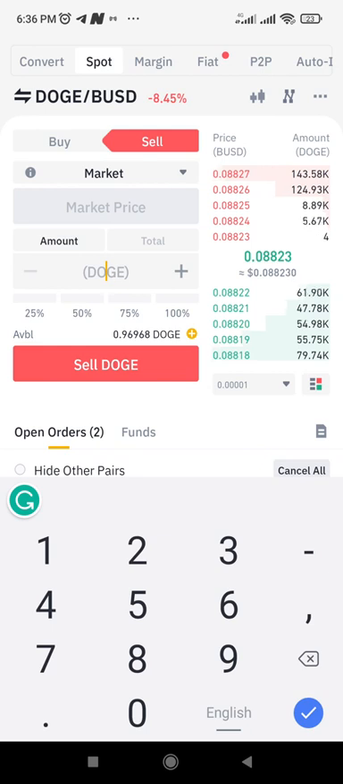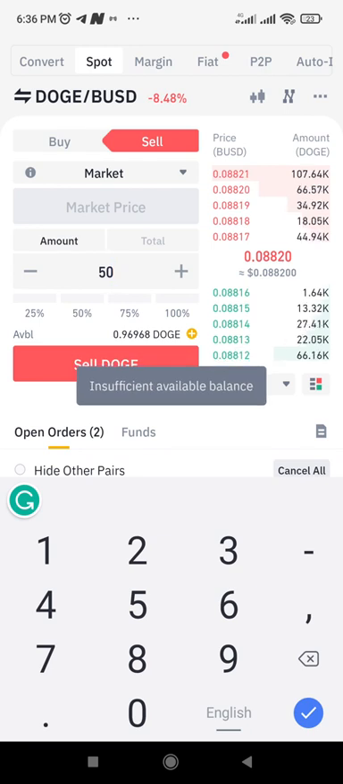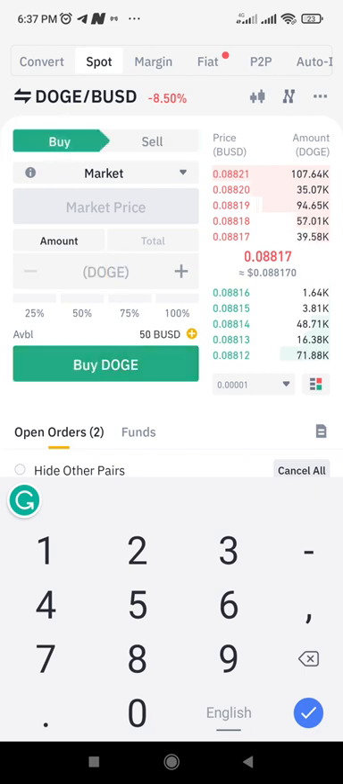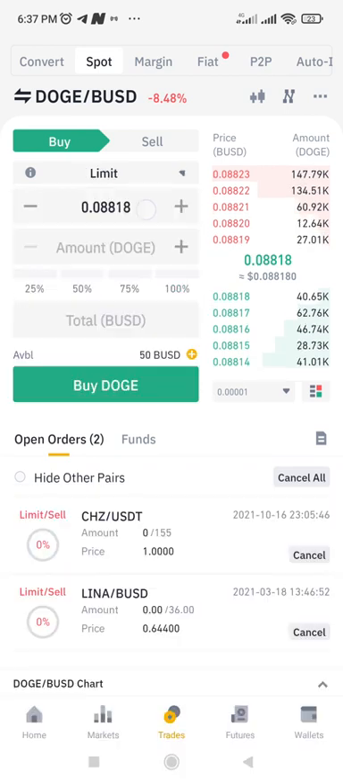Let's say you are selling, and you have 50 Doge and the price is massively dropping and you want to sell off so that it won't dip on you. You just put it here, click on sell Doge, and everything will be automatically sold. It is not waiting for it to get to a particular price or a particular spot before it sells. So now a different thing applies to the limit section.